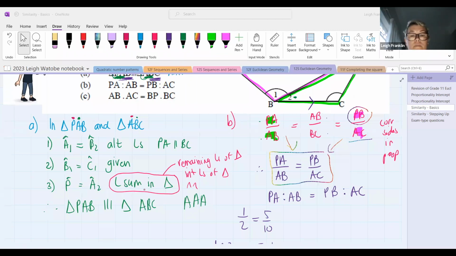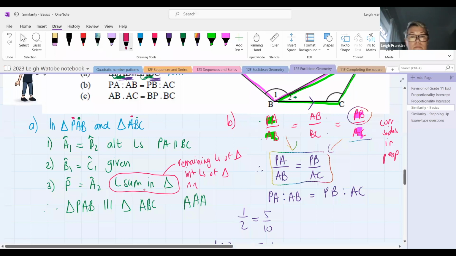Ma'am, for number B, the one that you just explained, do you need to write a reason? Yes, Katleho, sorry, I'm interrupting you. This is the reason here, corresponding sides in proportion. Okay, so that needs to be written next to those three proportions over there. Okay, ma'am, thank you. No problem.